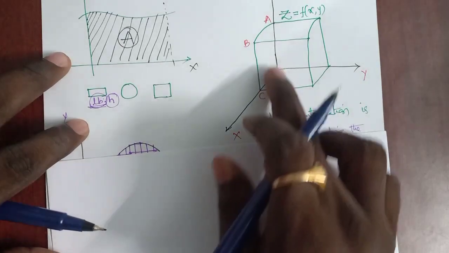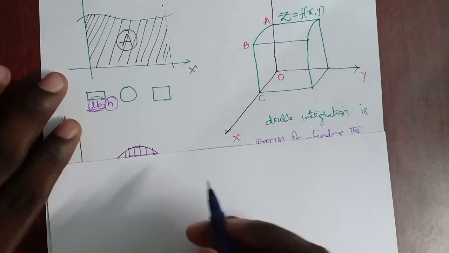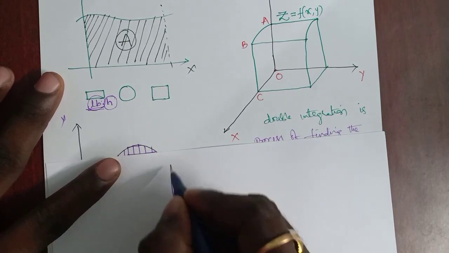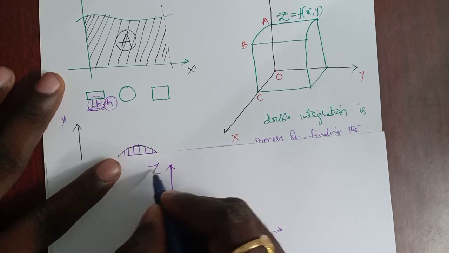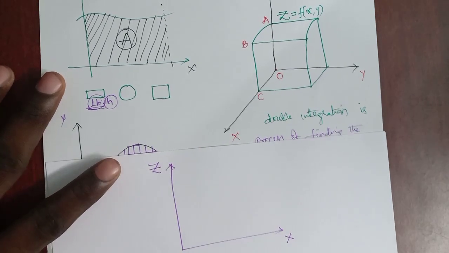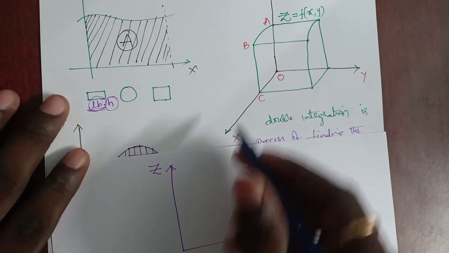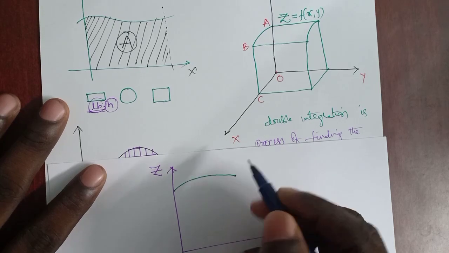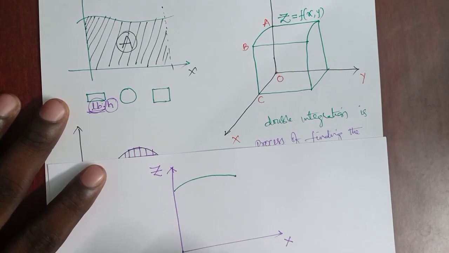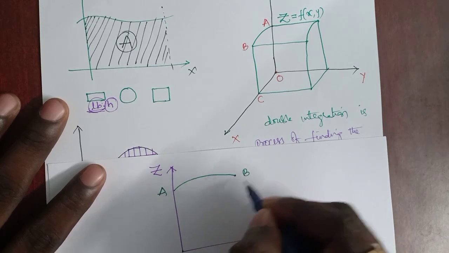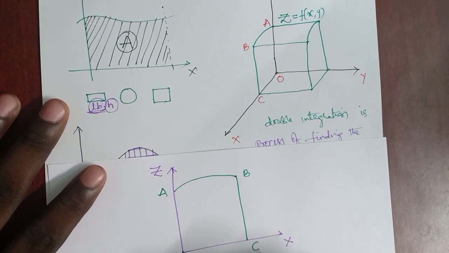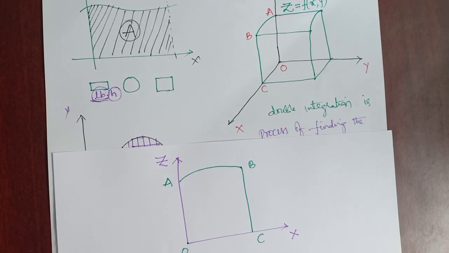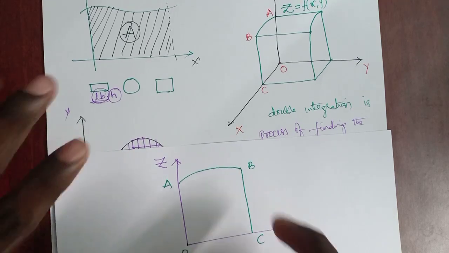Now in the ZX plane, the surface OABC: O, A, B and C. Now I need to find the area for this. So how to find the area of this unspecified object?